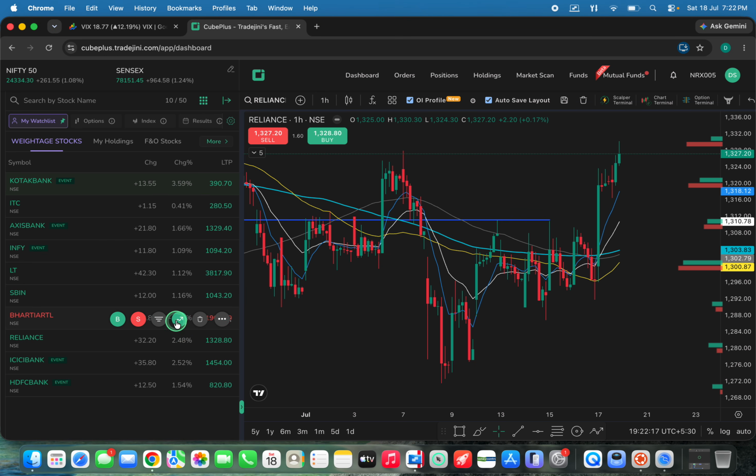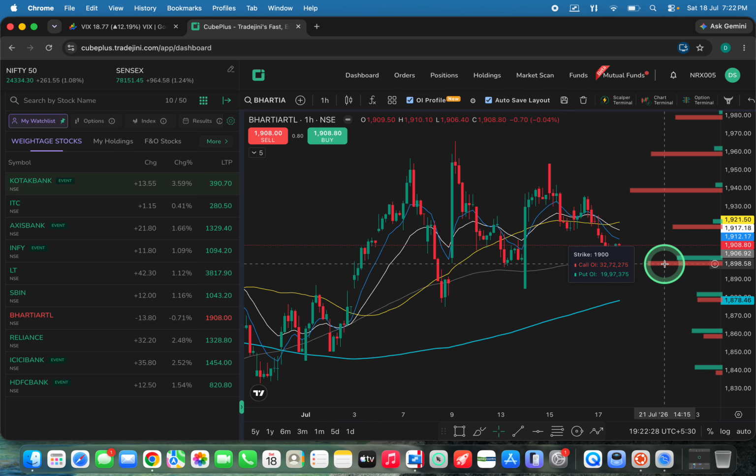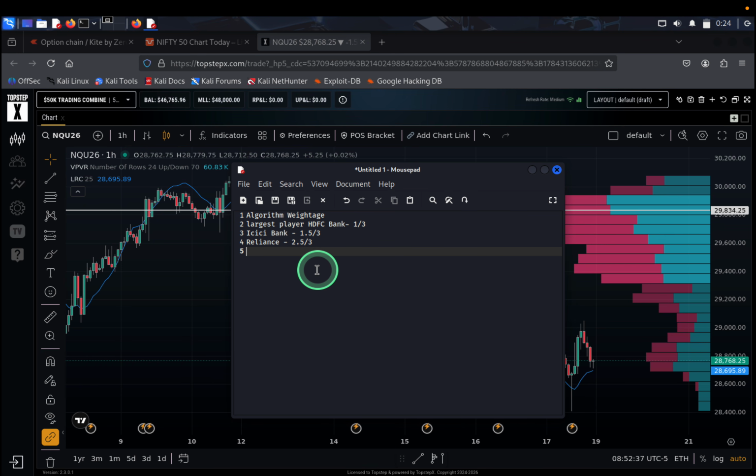Next comes Bharti Airtel. Bharti Airtel is consolidating on the higher time frame, but in 1-hour charts you can see there are sell positions. For example, here at 1900 there is call OI of 32 lakh. You can also have negative positions, but still we would give it 0.5 out of 3. 3 points are for weighted stocks.